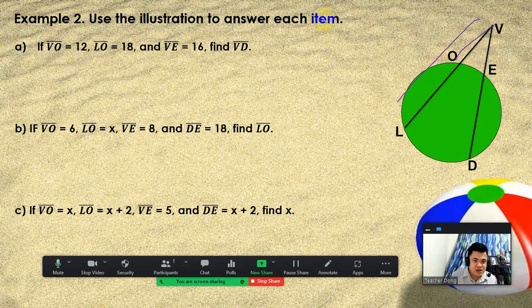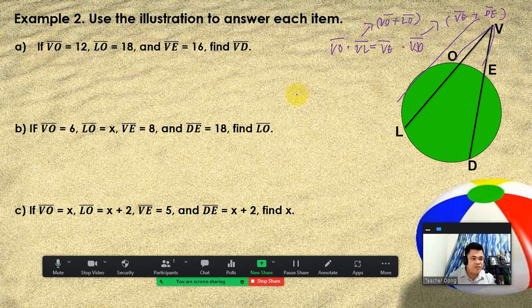Okay, that's it. So the main equation is segment VO times segment VL, wherein segment VL is the sum of segment VO and segment LO, equals, okay, the portion of the other, which is segment VE, times, okay, the whole, which is segment VD. So segment VD, just remember, it's the sum of segment VE plus segment ED. Okay, next.